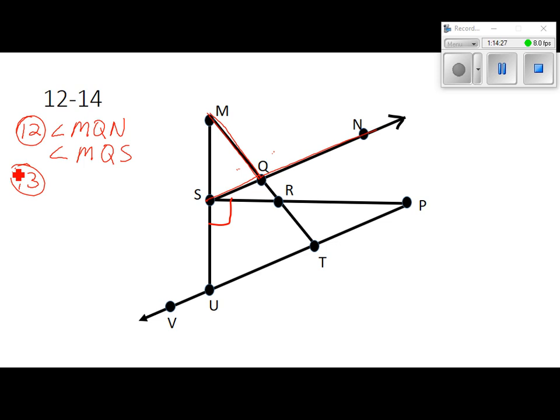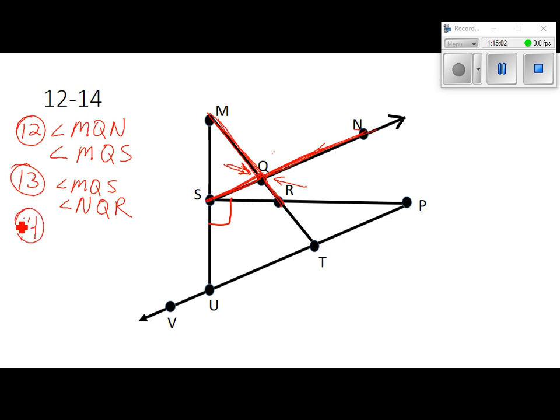Number 13 says name 2 vertical angles. I'm going to pick one of those 2 angles that I just picked. MQS. So that's that angle right there. Vertical means that they're not neighbors, or not hooked, or they don't share a side. So if I look at that one, it's got to be this one over here. That angle, which is NQR, angle NQR.